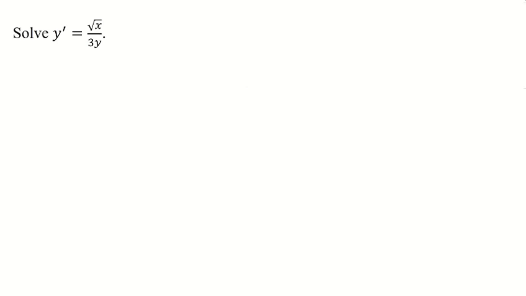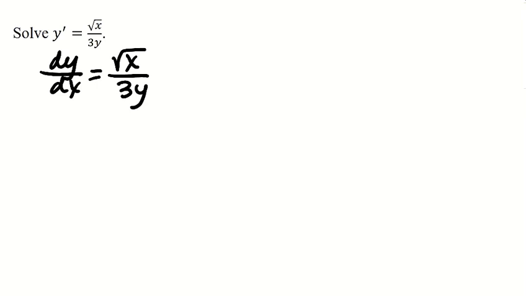Okay, here we got another one. And this is one that you could kind of attack more than one way. I mean, you've got to separate variables. That's not optional. Okay, we're definitely going to want to rewrite this as dy/dx equals square root of x divided by 3y.